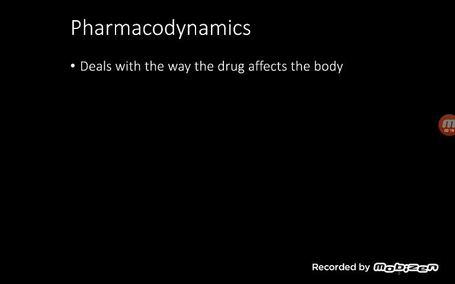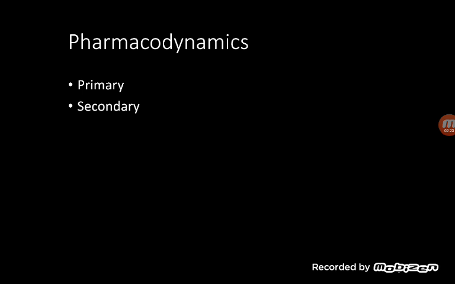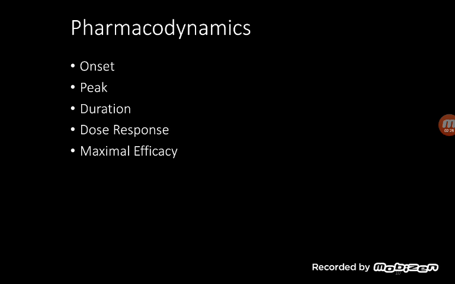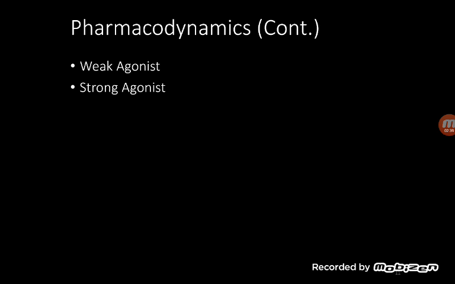Pharmacodynamics deals with the way the drug affects the body. We can look at primary and secondary pharmacodynamics. With pharmacodynamics, some books will look at the onset, peak, duration, dose response, and maximal efficacy. Pharmacodynamics will look at whether it's an agonist or an antagonist, and particularly whether they're weak or strong agonists.